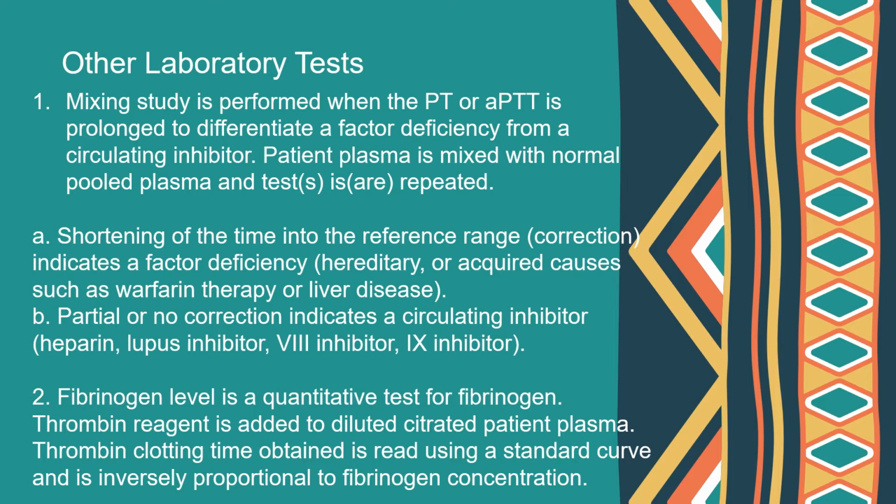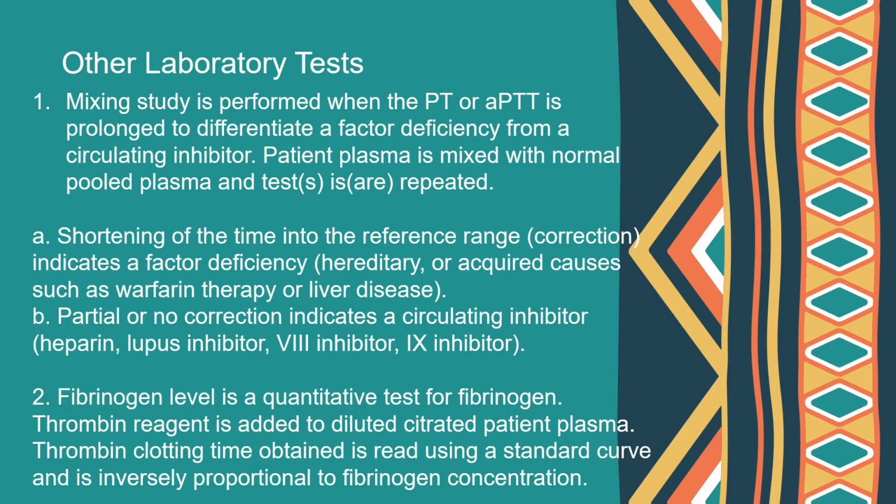And for this mixing study, there should be a pre-tested value before the mixing study, and then immediately after mixing the normal plasma with the patient's specimen, and also about 30 minutes to 2 hours after the test. So it has to be done 2 times. The shortening of the time into the reference range indicates that there is a factor deficiency, as I've told you. If there is no change, that may indicate the presence of an inhibitor.